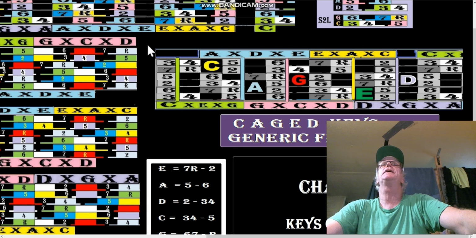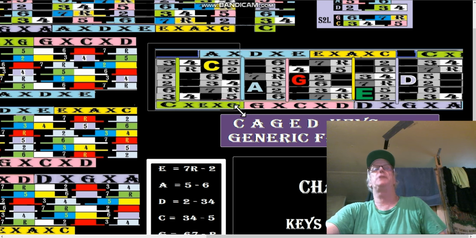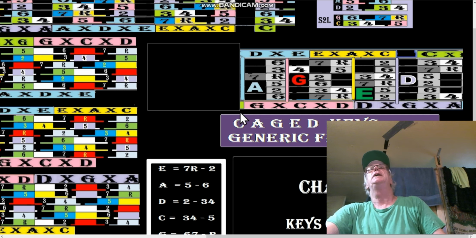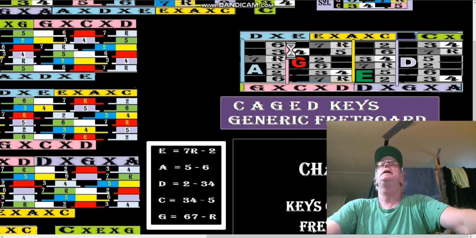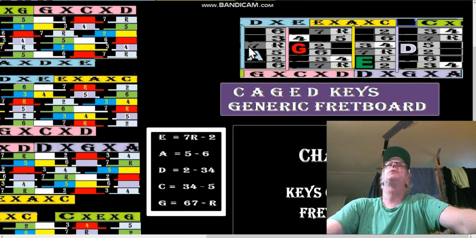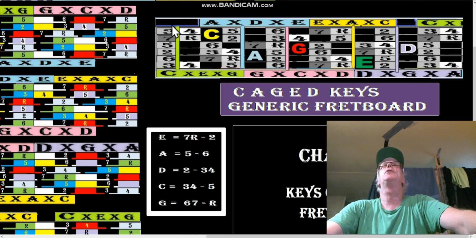When we go into the key of A here, this goes away. This is why this is a generic fretboard. It's a virtual fretboard. It isn't real. It's like we're starting the whole thing over from here. In this case, I cut the thing wrong.